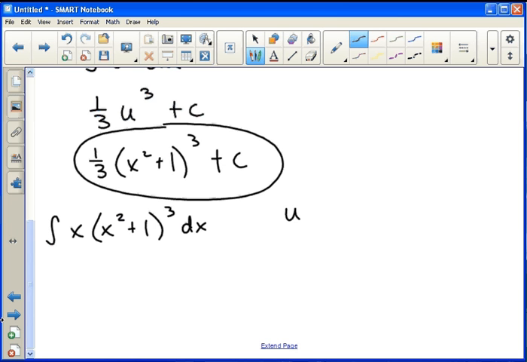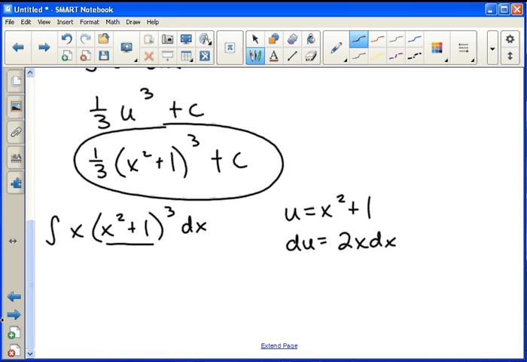Again, you want to look for something that is inside something else, because u is corresponding to our inside piece. So this would be x squared plus 1 again in this problem. Now I would take the derivative, and it would give me 2x dx. Alright, now we've got a little wrinkle here. We've got a little issue, because last time our u and our du matched up exactly. But this time they don't quite.